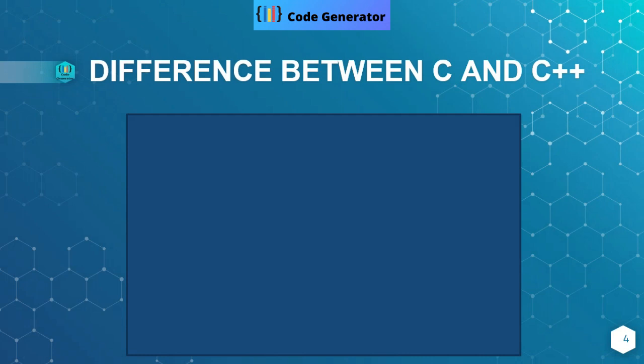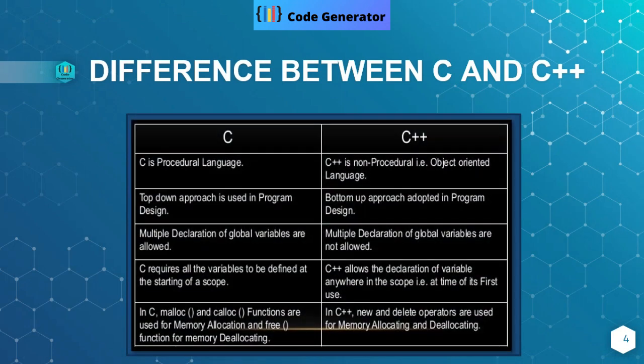Difference between C and C++. C is a procedural language, which means the program is divided into small parts called functions. And C++ is an object-oriented language because programs are divided into small parts called objects. As C is a procedural language, a top-down approach is used in program design and a bottom-up approach is used in C++.